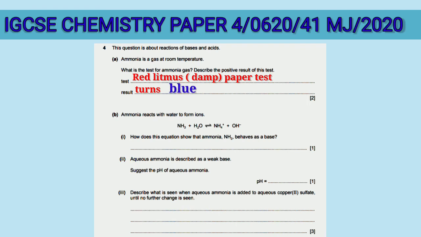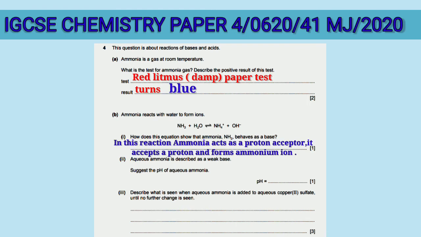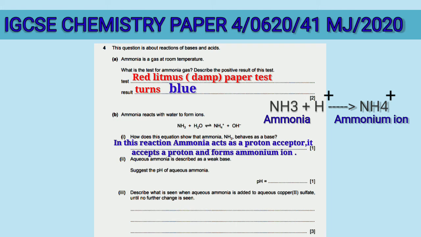Let's see what we have in 4b. Ammonia reacts with water to form ions. We are given reaction of ammonia gas with water in which ammonium ion is formed and hydroxyl ion is formed. How does the equation show that ammonia NH3 behaves as a base? In this reaction, ammonia acts as a proton acceptor. It accepts a proton and forms ammonium ion. So it behaves as a base.